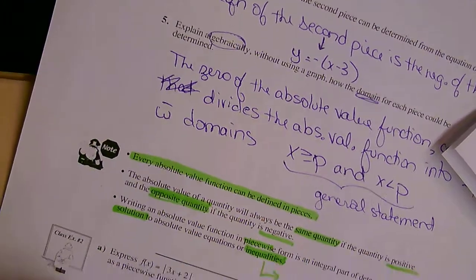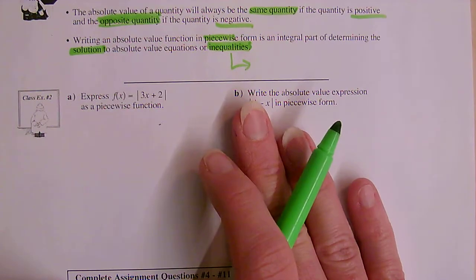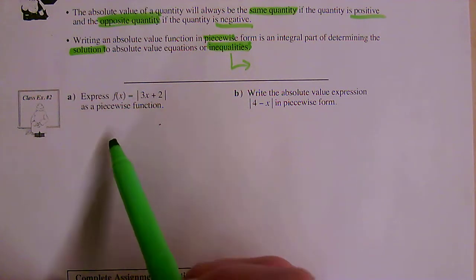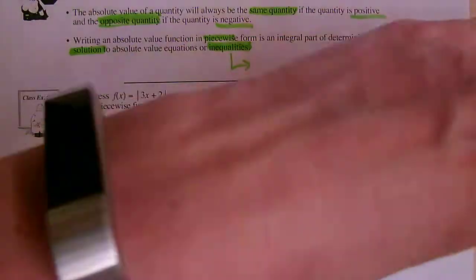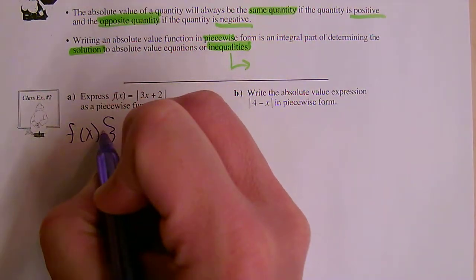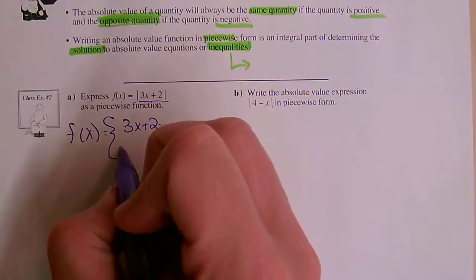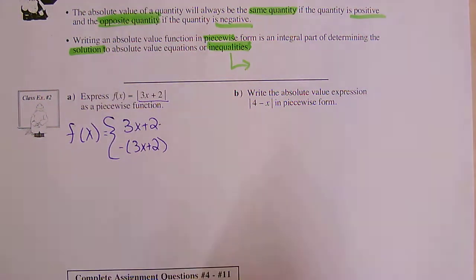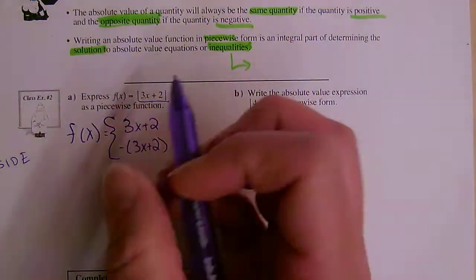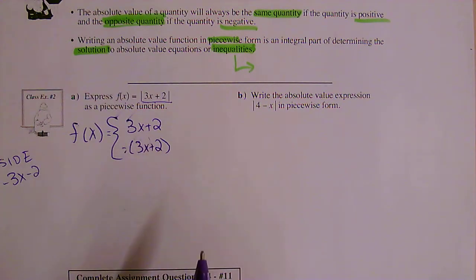Okay, so let's do an example. Actually, it's the last example before we're done. Express f of x equals the absolute value of 3x plus 2 as a piecewise function. We look at f of x and split it up into the positive and then the negative. You literally just put the negative in front. As a side note, you could also write this as negative 3x minus 2, just distributing that negative sign. That would be fine.